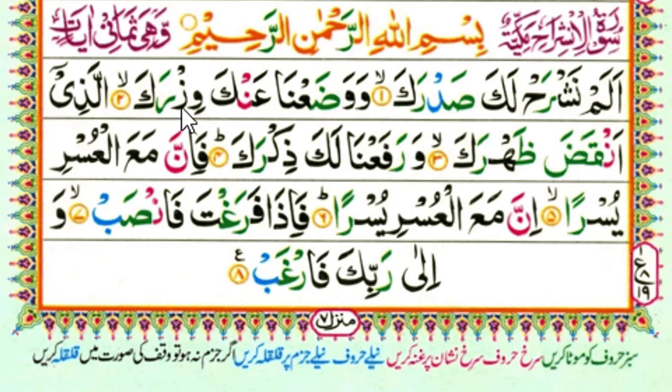This Ra we read in heavy sound, and on the Kaf again we make Shiddat and Hams quality. So then we say Wizrak. Rak. So we say all together.